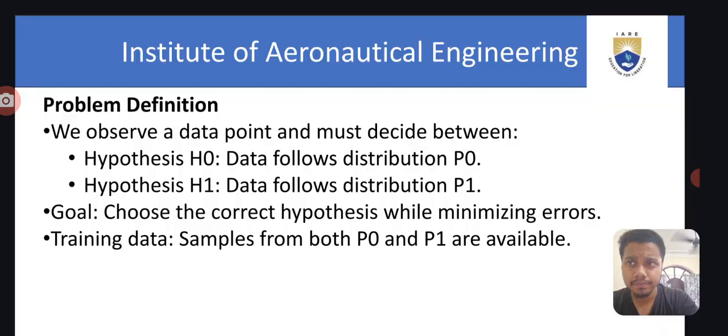Problem definition. We observe a data point and must decide between hypothesis H0, where the data follows distribution P0, and hypothesis H1, where the data follows distribution P1. The goal is to choose the correct hypothesis while minimizing errors. Training data samples from both P0 and P1 are available.